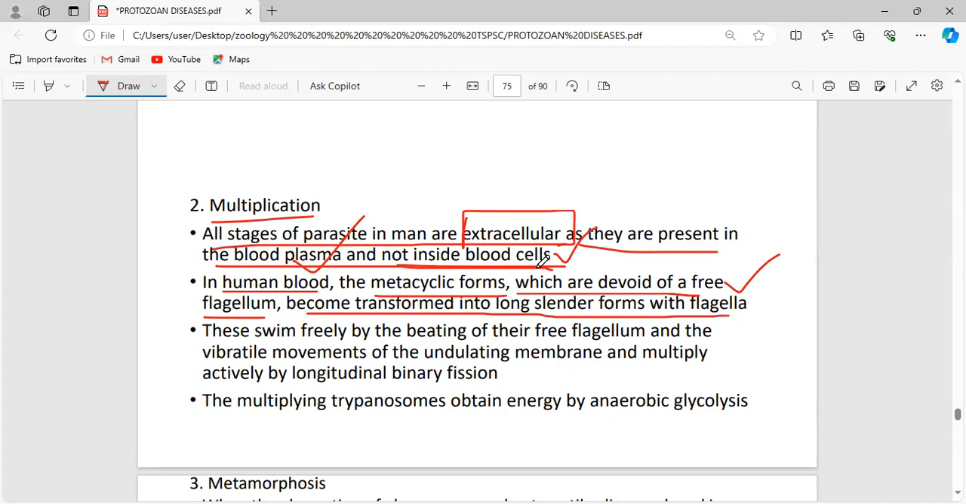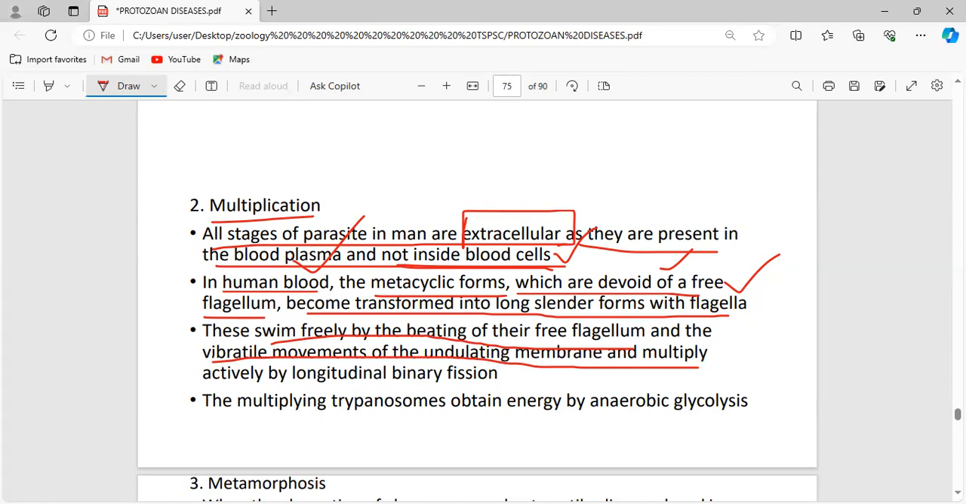See, in metacyclic forms, they are devoid of a free flagellum. Now, having attained some maturity, some structural or developmental changes, it regains its flagella. Once it regains its flagella, they can move from one place to another by beating of their flagella and the vibratile movements of the undulating membrane. We know that flagella have different types of movement mechanism, that is, undulating movement and paddle stroke movement.